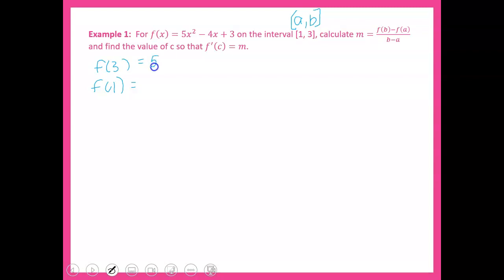So I need to take 5 times 3 squared minus 4 times 3 plus 3, and 5 times 1 squared minus 4 times 1 plus 3. So 3 squared is 9. 9 times 5 is 45. 45 plus 3 minus 12. So 45 plus 3 is 48. 48 take away 12 is 36.